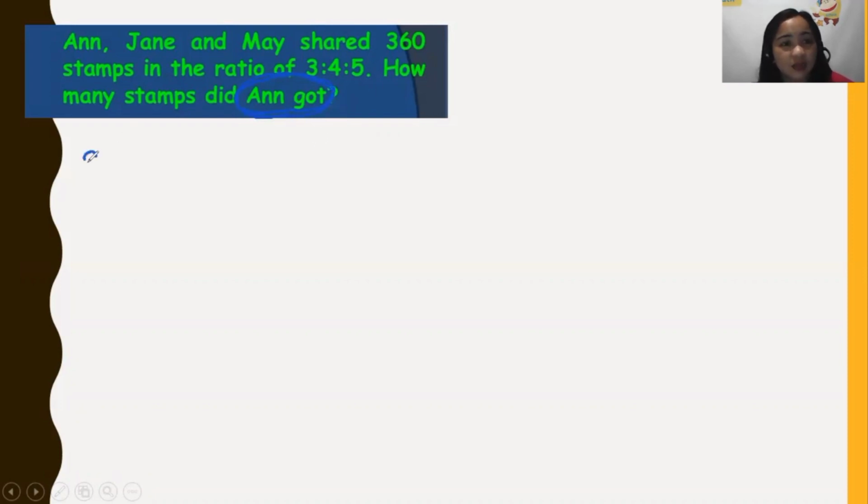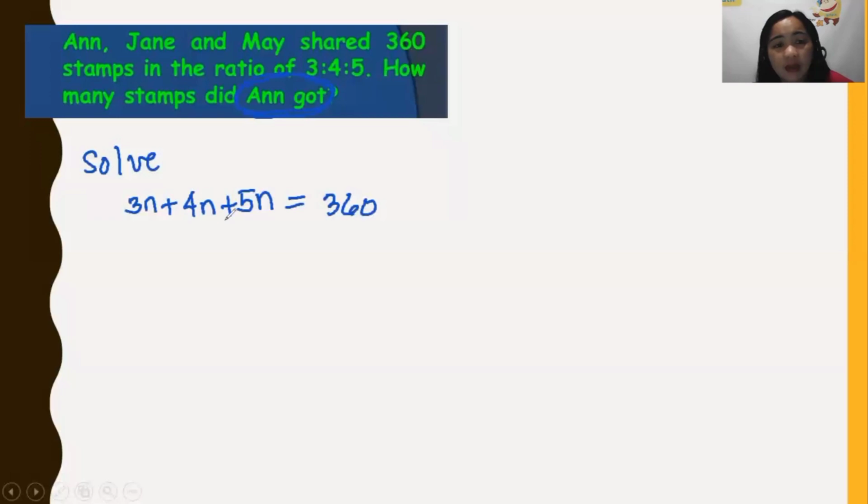Now, let us solve this one. So, the ratio is 3:4:5. Gawin natin 3n plus 4n plus 5n equals yung total number ng stamps. That is 360. 3 plus 4 is 7 plus 5 is 12. Copy the variable. 360. Dividing both sides by 12. So, n is equal to 30.